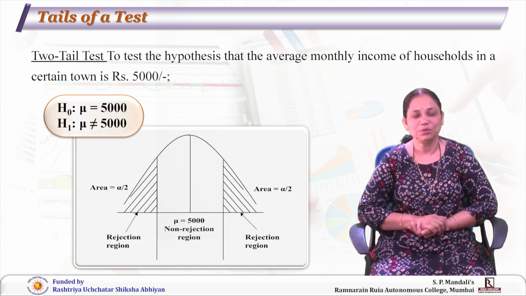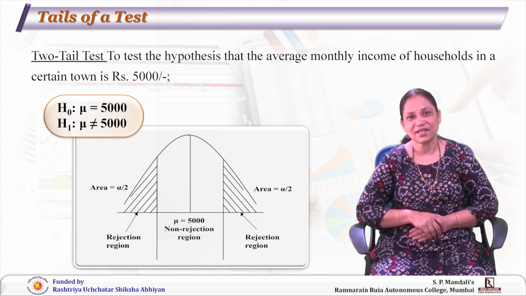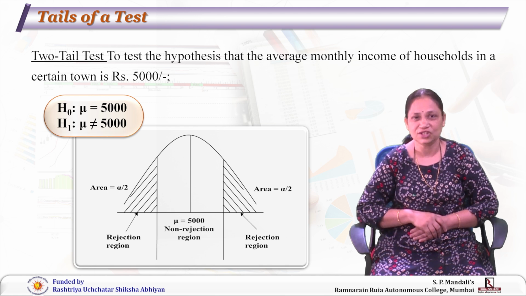Consider the example of a two-tailed test. The null hypothesis is H naught: mu equal to 5000, against the alternative hypothesis mu not equal to 5000. When I say not equal to 5000, it can either be less than 5000 or greater than 5000. Hence, the critical region lies in both the tails of the test, with the non-critical region between the two critical regions. If the sample point of the test statistic falls in the critical region, either on the left side or on the right side, the hypothesis is rejected.